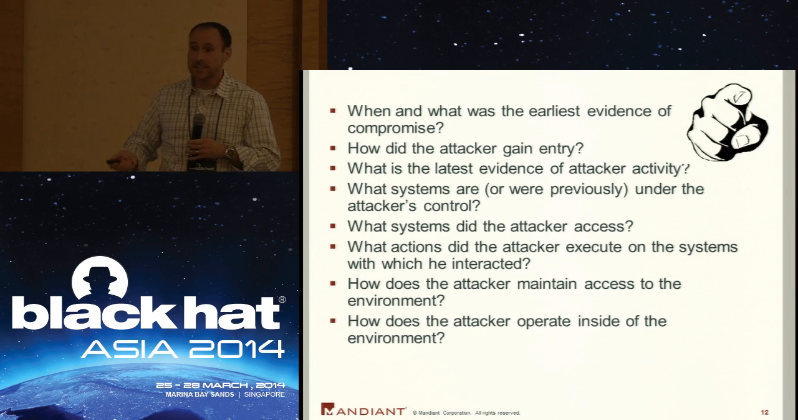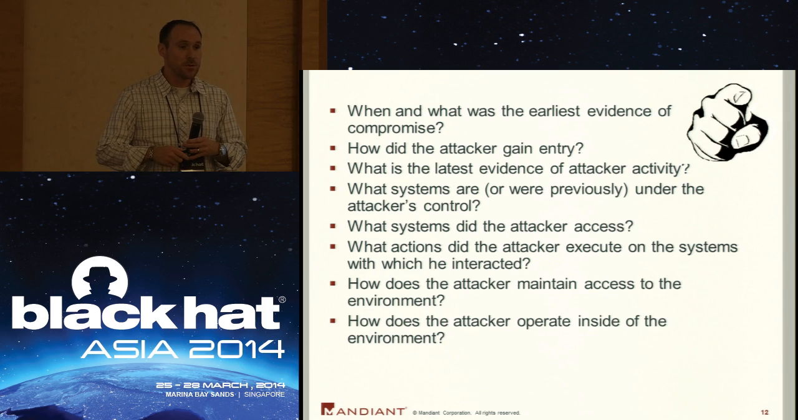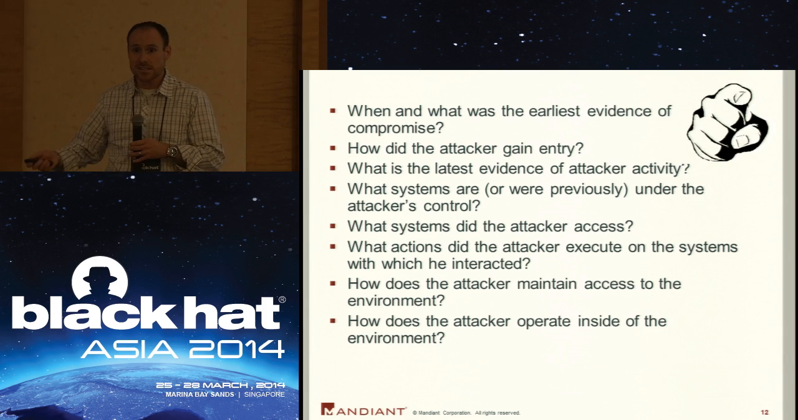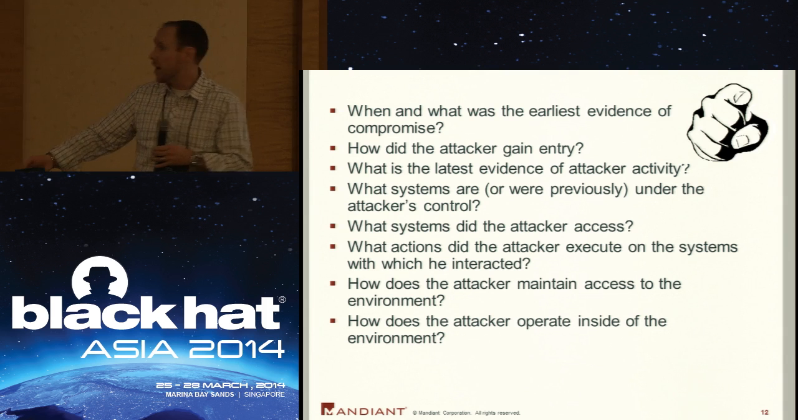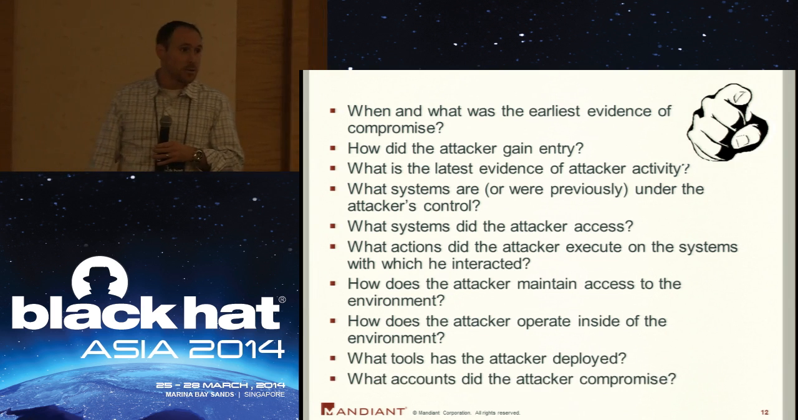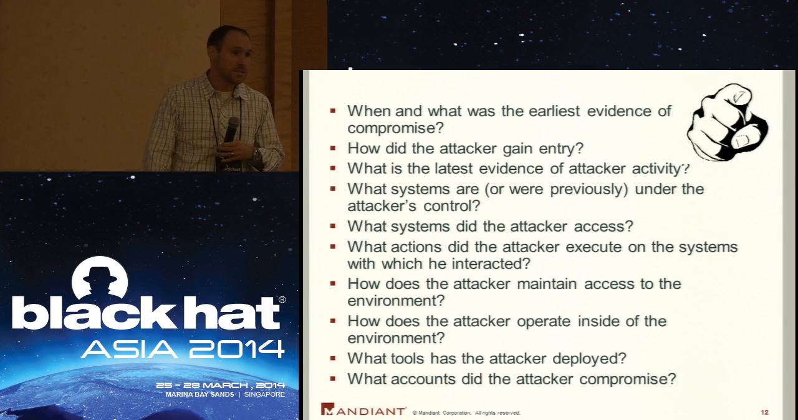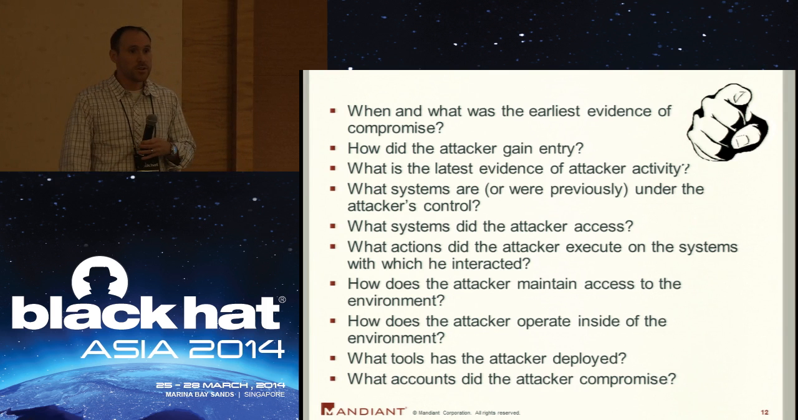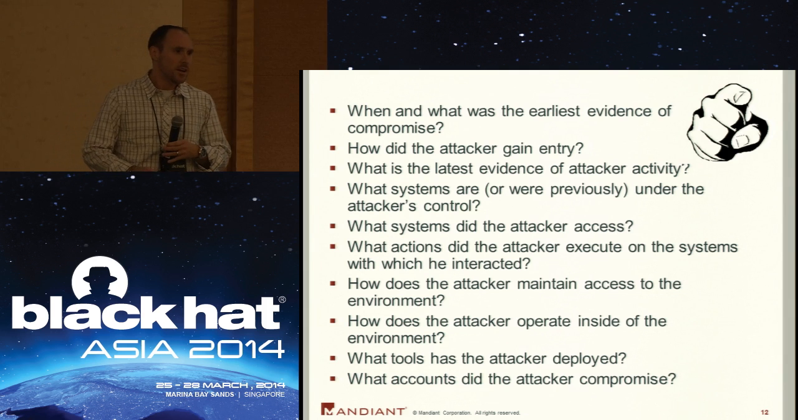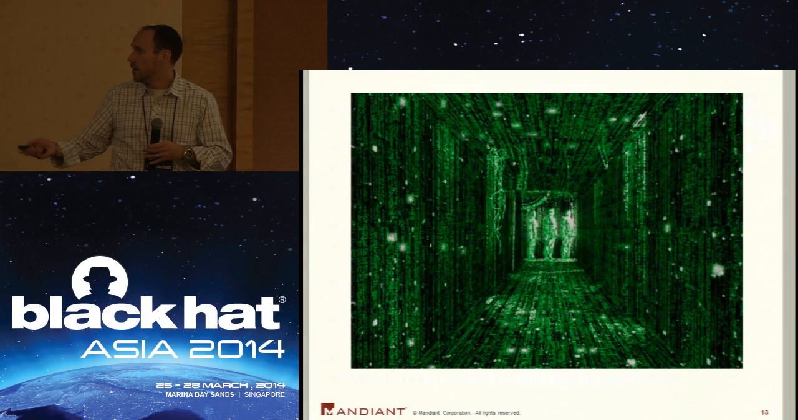How's the attacker operating inside the environment? So lateral movement. This is going to help you investigate and determine systems that he's accessed that might not be obvious because they might not contain malware. What tools has the attacker deployed? You want to be able to identify those tools and what they do. And then also, what accounts did the attacker compromise? Because generally anybody but the least sophisticated targeted attacker is going to grab some accounts and then use those inside your network, and it's going to look normal.